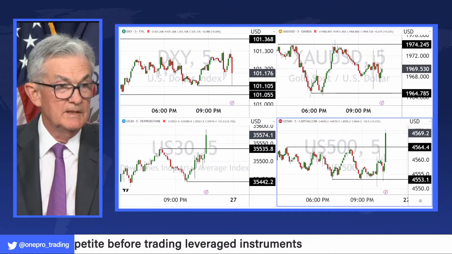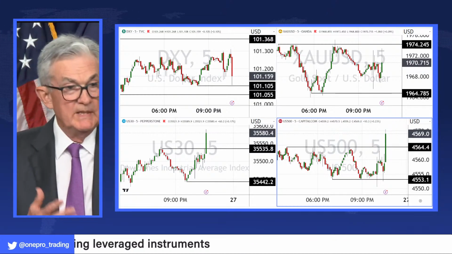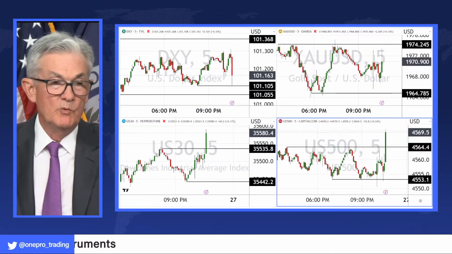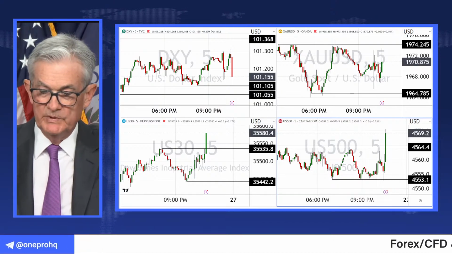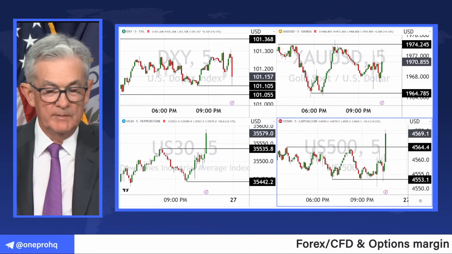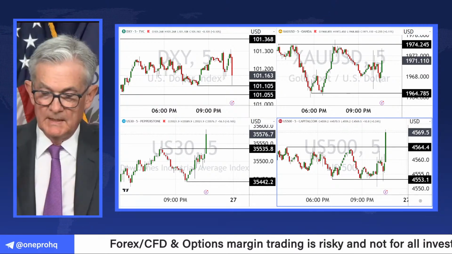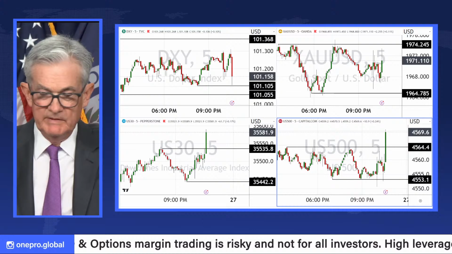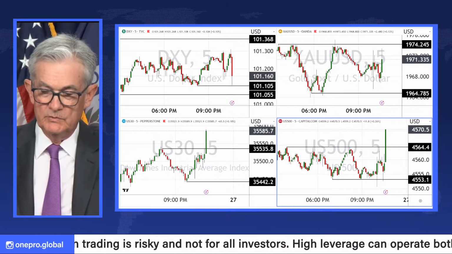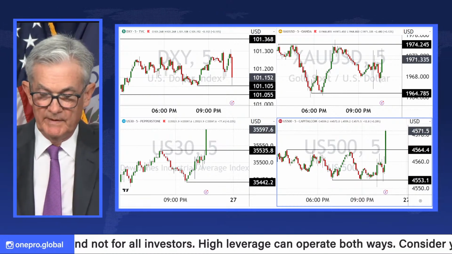I will also say, since we're talking about it, between now and the September meeting, we get two more job reports, two more CPI reports. I think we have an ECI report coming later this week, which is Employment Cost Index. And lots of data on economic activity. All of that information is going to inform our decision as we go into that meeting.